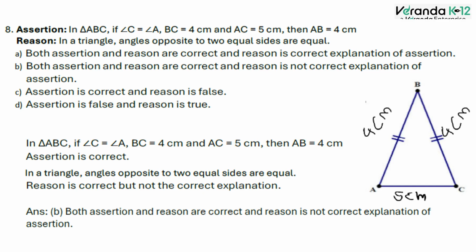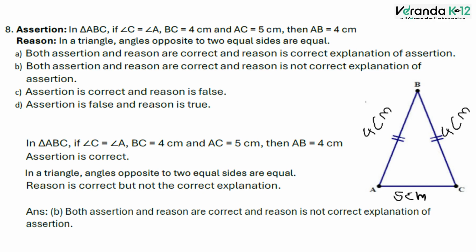Then come to the assertion part. In triangle ABC, what is given? BC is 4 centimeter and AC is 5 centimeter and AB is 4 centimeter. So these two sides are equal, which means the triangle is isosceles only. Then AB is obviously 4 centimeter. Yes, it is correct. So assertion is also correct and reason is also correct.